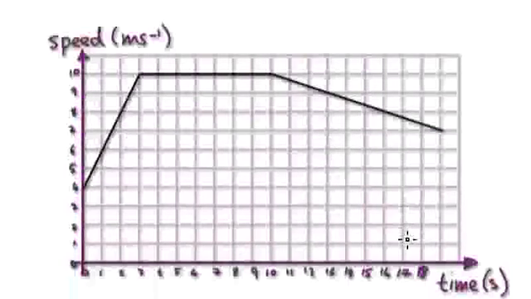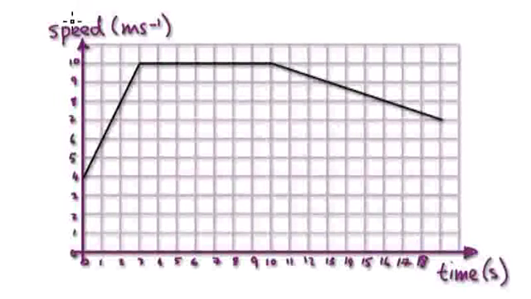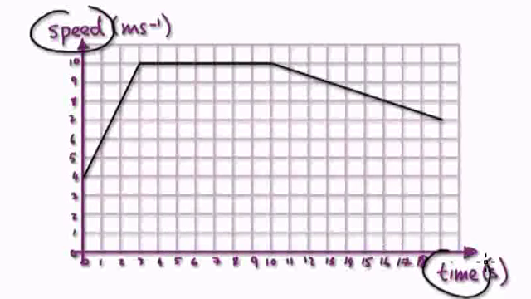Okay, let me give you guys some more practice. So given this speed time graph here, work out the distance traveled between, let's say, 1 second and 3 seconds.